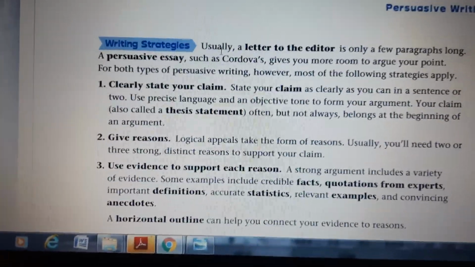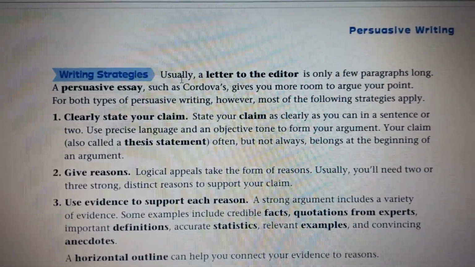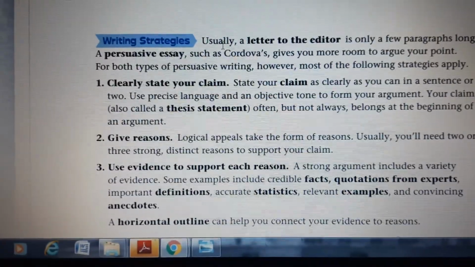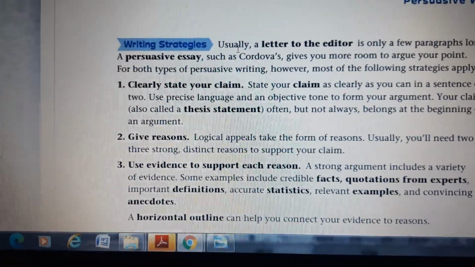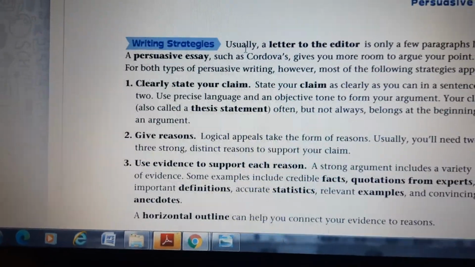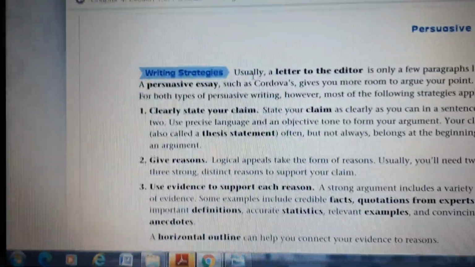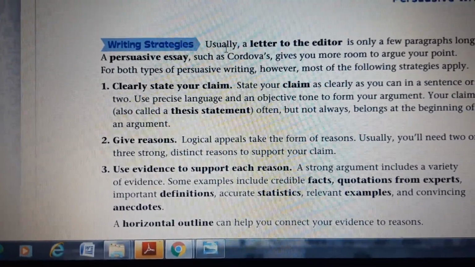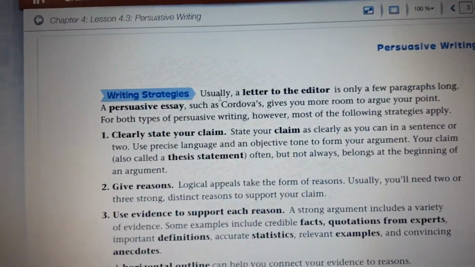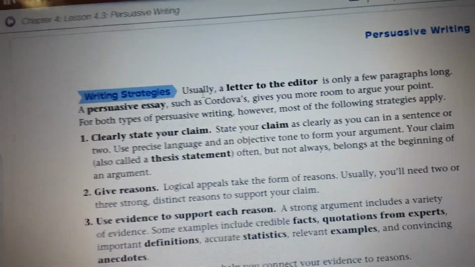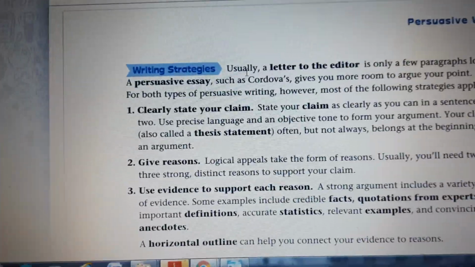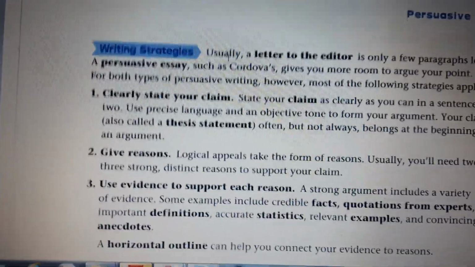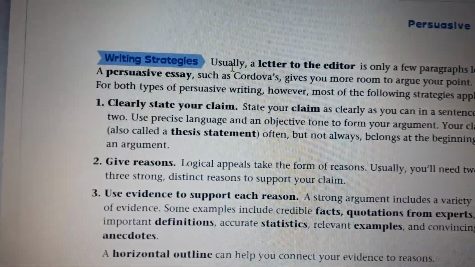Logical appeals take the form of reasons. Usually you'll need 2 or 3 strong, distinct reasons to support your claims. Give reasons why you think this is so important, why you think this is good, or why you think that's not really good or healthy, etc. Use evidence to support each reason. So what if I said that if you think cell phones are not really important, this is a reason. So why? Give evidence to support your reason. If you give 5 reasons, you have to give 5 pieces of evidence to support each reason. 6 reasons means 6 pieces of evidence.